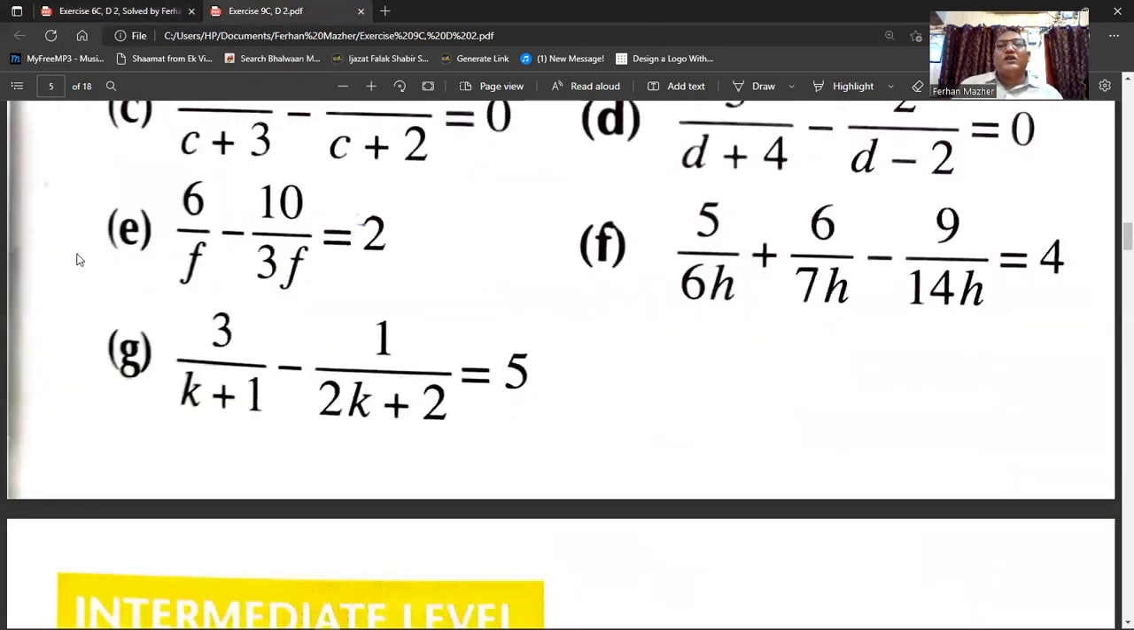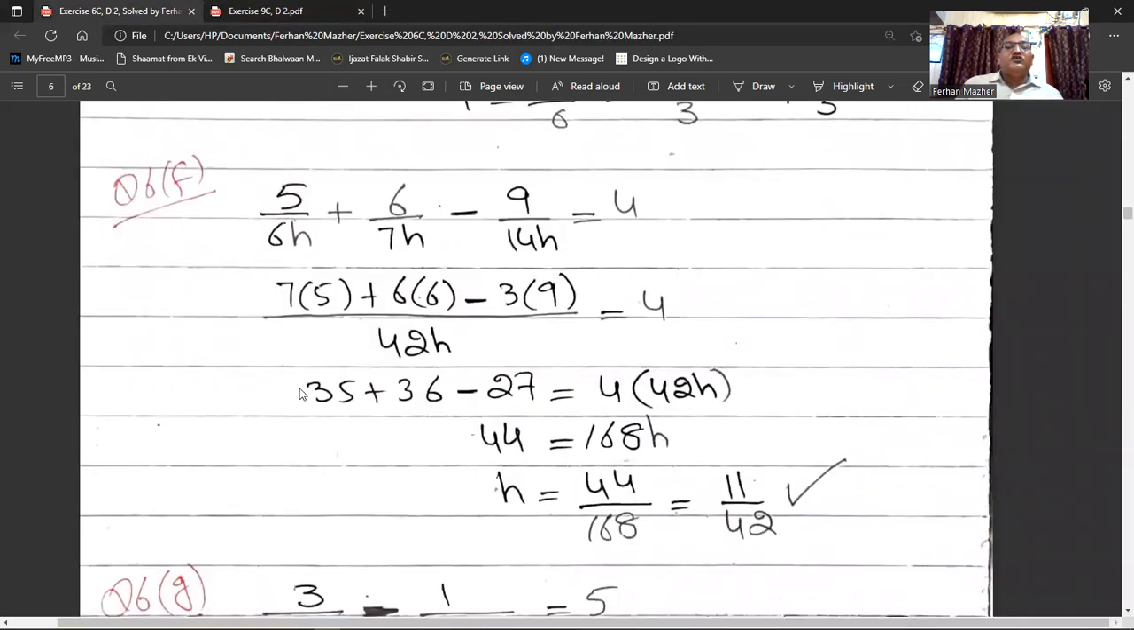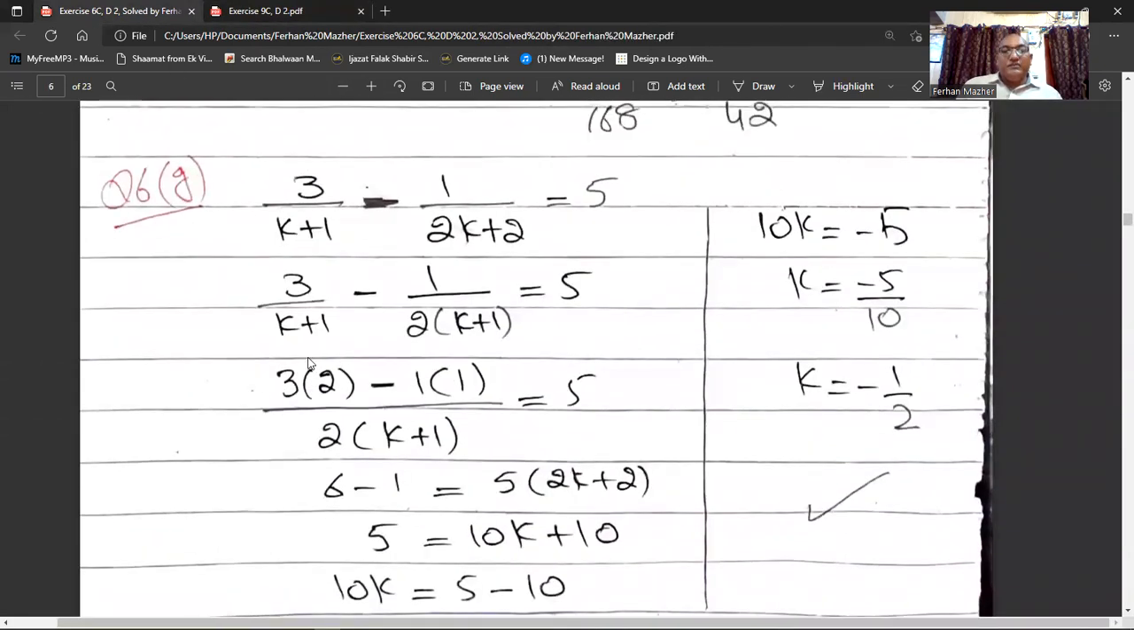Okay, so now we are on question number 6, the G part. It is 3 divided by k plus 1 minus 1 divided by 2k plus 2 equals 5. The important thing here is that in 2k plus 2, I can take 2 common, then it will become much easier. So now you have 3 by k plus 1 minus 1 divided by 2 common, and in the bracket you are left with k plus 1.